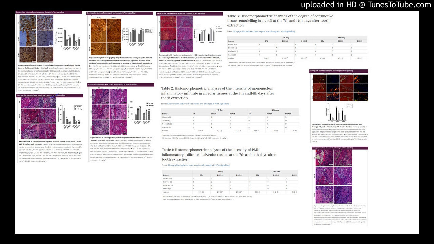DKK1, CTL, control; DOX10, doxycycline 10 mg·kg-1; DOX25, doxycycline 25 mg·kg-1. Full-size image. Discussion. In the present work, DOX significantly decreased PMN and mononuclear inflammatory infiltrates in alveolus tissue on the 7th and 14th days after tooth extraction in the model of bone repair in rats.